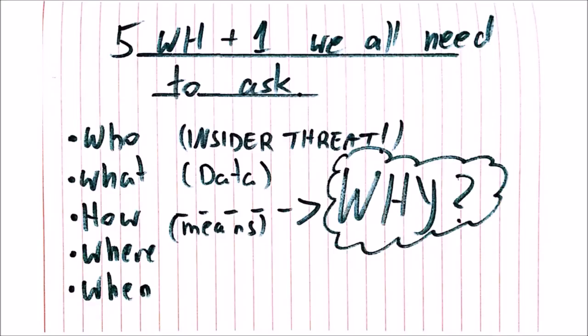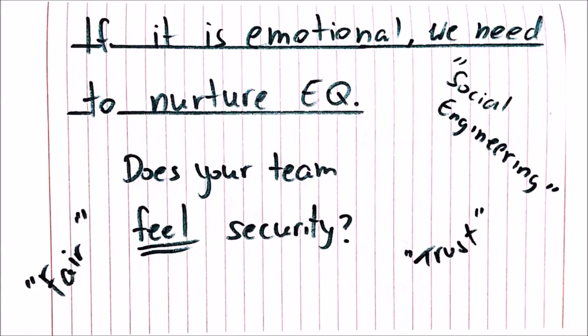So if it is emotional, we need to nurture emotional intelligence. My biggest question is, does your team feel security? Surely you employed your team so they know security. Surely you've given them a lot of training around what needs to be done and how it needs to be done. But when they click enter, when they take an action, do they feel what it means? Do they have the ability to understand what the repercussions are when they do that?